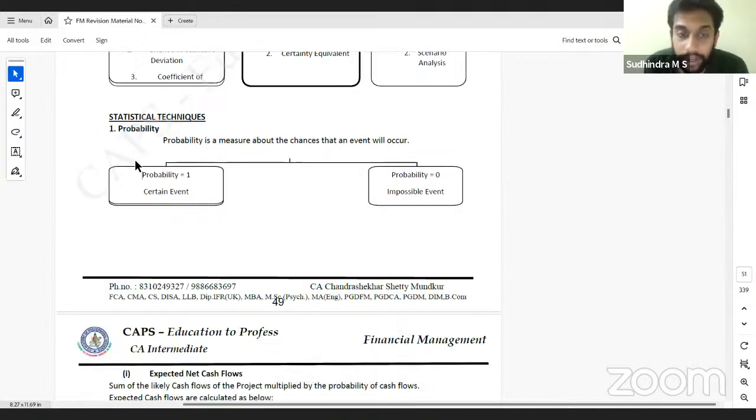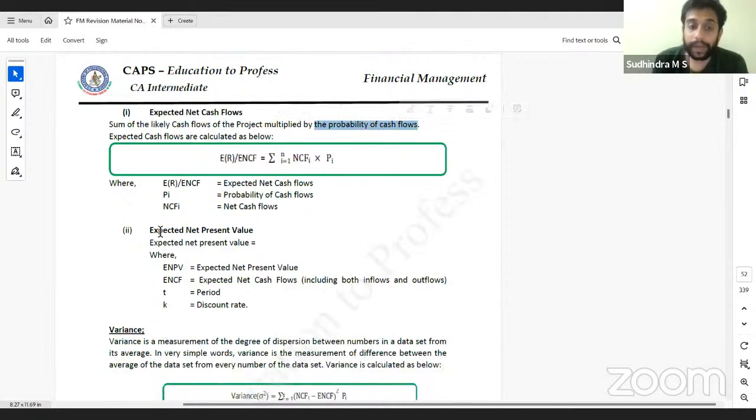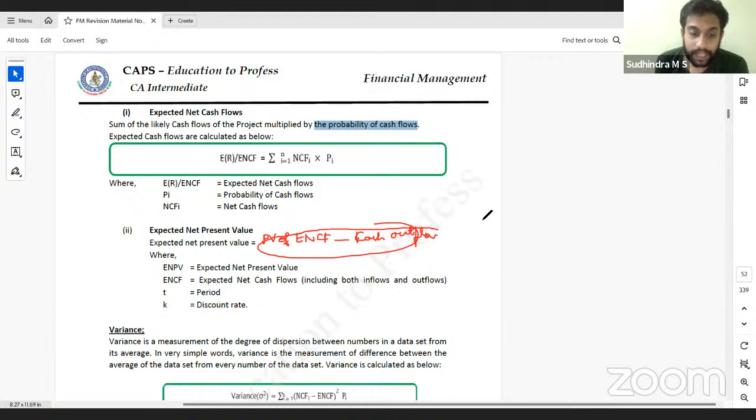That's the point, right? Expected net cash flow is the sum of likely cash flows of the project multiplied by the probability of the cash flow. Expected NPV will be present value of expected net cash flow minus present value of cash outflow. How do you calculate present value of expected net cash flow? Summation of expected net cash flow divided by (1 plus k) to the power of t. You have to just calculate the discount rate. 1 plus k is the discount rate, to the power of t depending on the time.